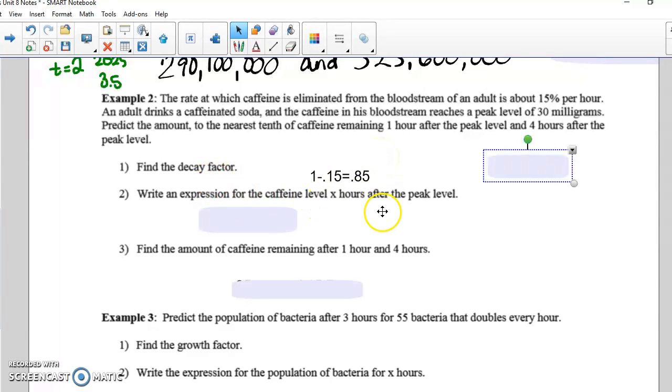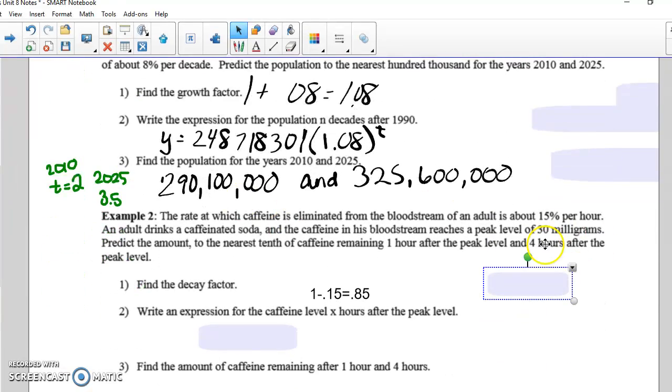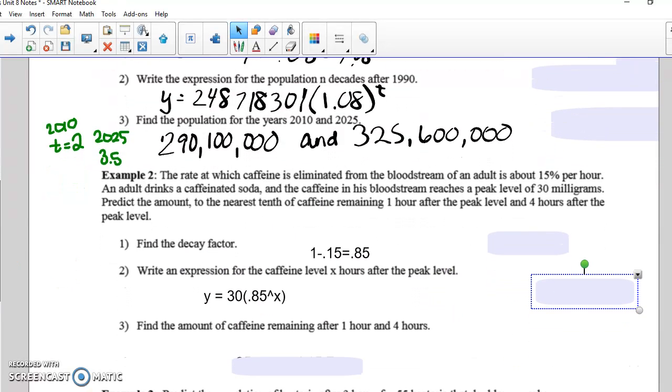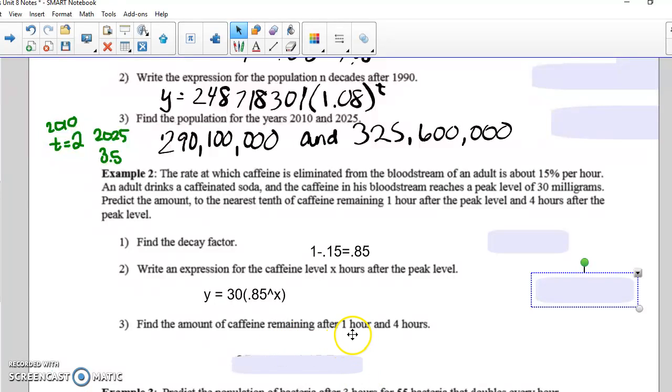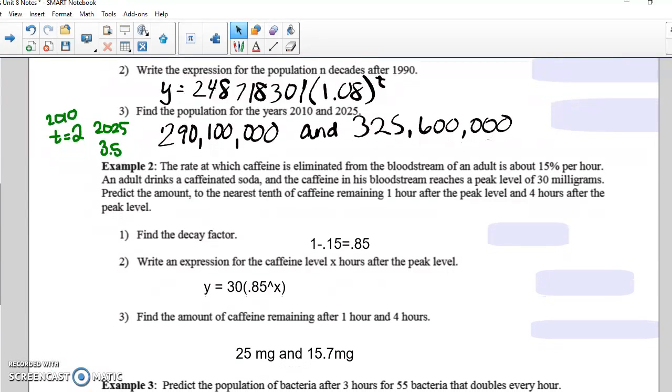Now let's write our expression for the caffeine level x hours after the peak level. We plug in our initial value a, which was 30 milligrams. So we have y equals 30, then we multiply it by (1 minus r) to the t, or to the x in this case. So we have times 0.85 to the x power. I typed it out here. Now we just have to plug in x equals 1 and x equals 4 and solve. Go ahead and do those, and you should have gotten 25 milligrams and 15.7 milligrams.